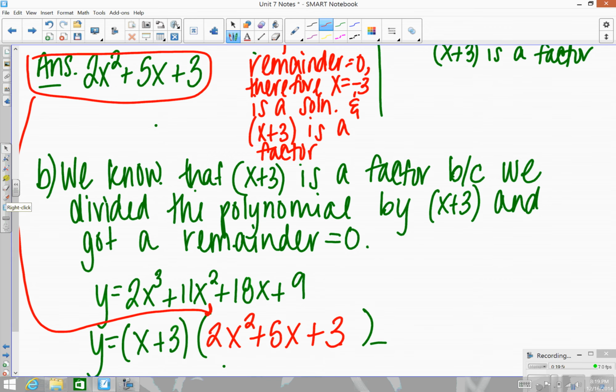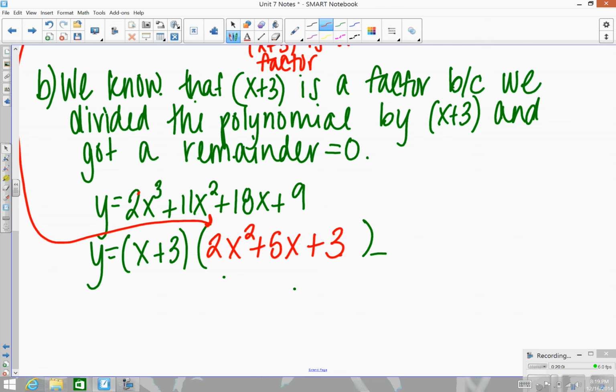So it does tell us to find all of the factors. I know that these two expressions multiplied will get me back to the original, but you have to look if you can factor further. I have x plus 3, and I can break this part up. This is going to be factoring by grouping because you have a leading coefficient not equal to 1.